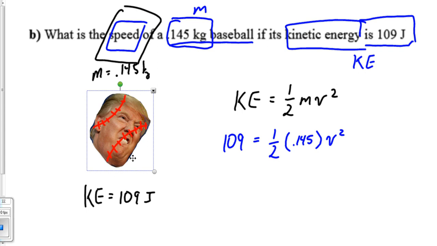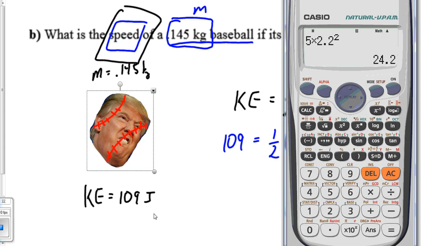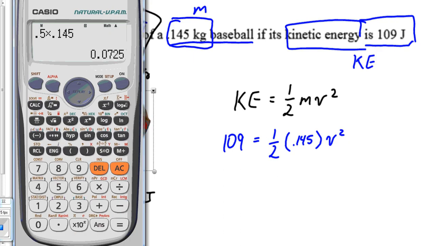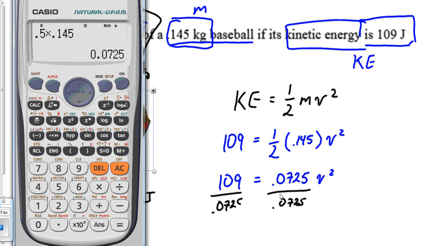Now this is where we need to throw a little serious tone in. Mathematically, how are we going to solve for that v squared? We're going to multiply by 1/2 first. Very good. So 0.5 times 0.145, and that's 29/400. Fantastic. 0.0725. So I'm going to have 109 equals, and you could do all this in your calculator. I'm just writing it out for the sake of the video. 0.0725 v squared. So now what am I going to do? Divide both sides by, there you go, divide both sides by that 0.0725.